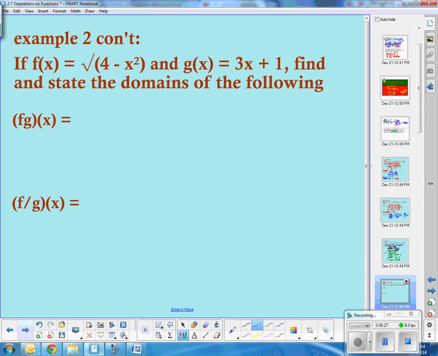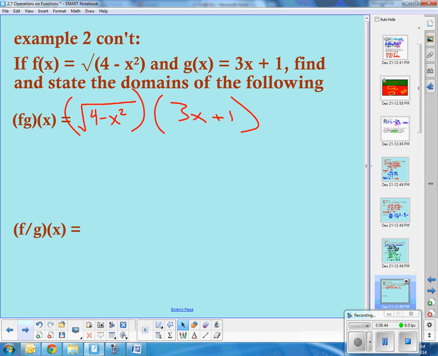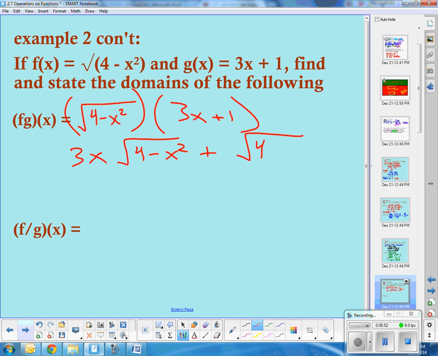Continuing with multiplication and division, I would have the square root of 4 minus x squared, that's my f of x, times my g of x, 3x plus 1. If I look at this, I could do some distributions and make this 3x times 4 minus x squared plus the square root of 4 minus x squared. But I'm not sure if one version is particularly better than the other. In this particular case, there are a couple of awkward functions that just don't combine very well. I suppose at this point I'd accept either one.